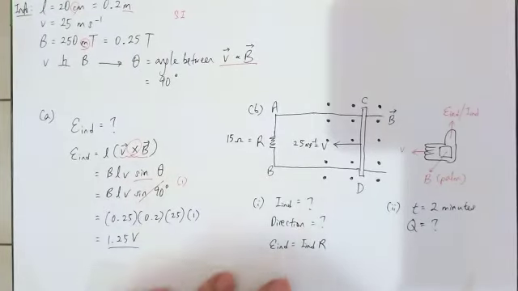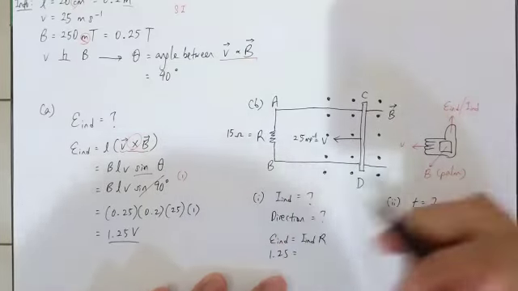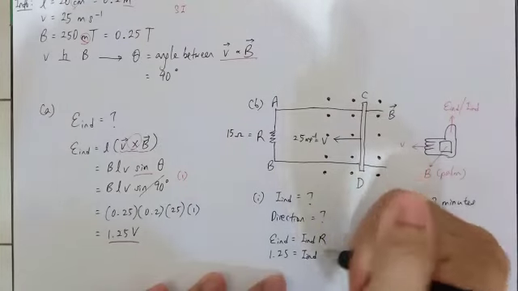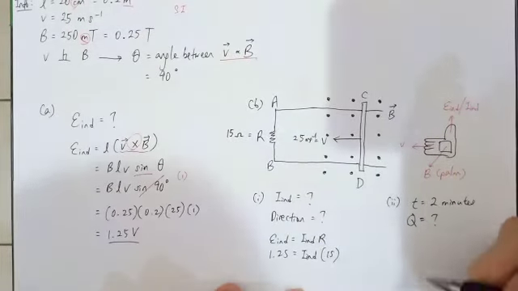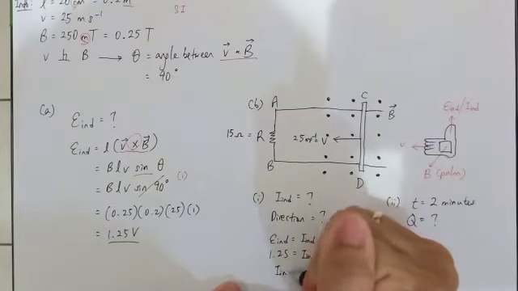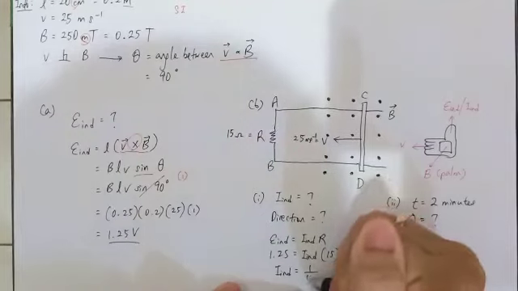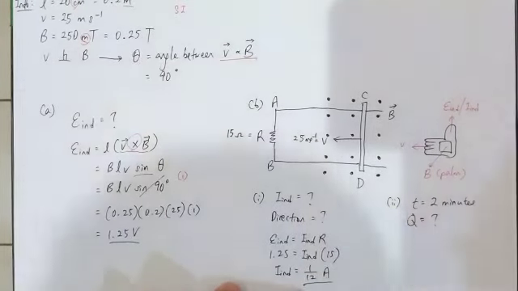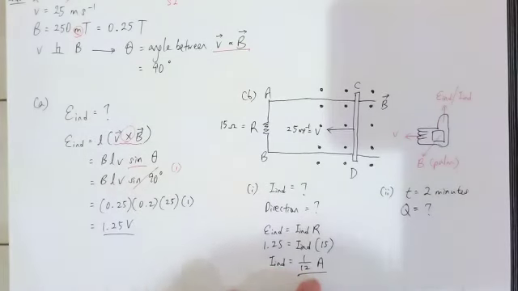So 1.25 equals I induced times the resistance. Resistance is 15 ohm, and so I induced will be equal to 1/12 ampere. Okay, that's our current. And where's the direction of the induced current?